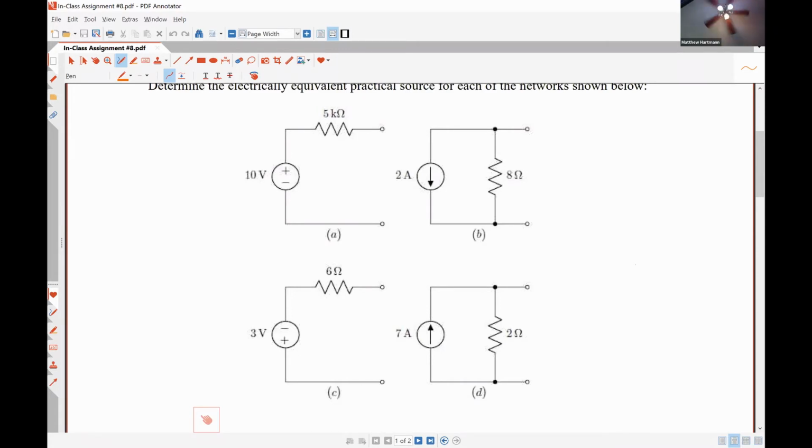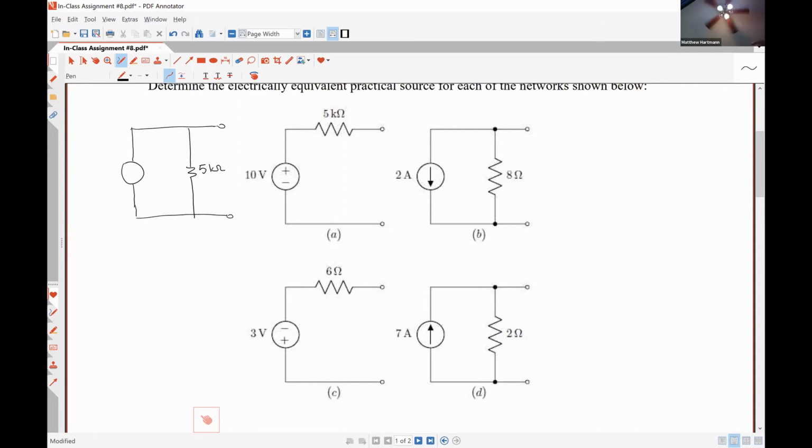So for part A here, we have a practical voltage source because it contains an ideal voltage source, an independent voltage source in series with a resistor. So the electrical equivalent for that will be a practical current source. Let me change my color here. In parallel with a resistor. So the resistor values are always going to stay the same.